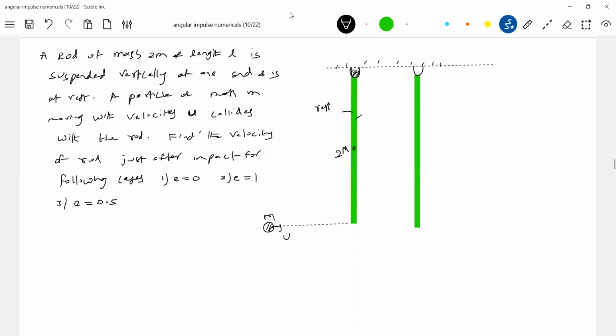In the first case we'll discuss, e equal to 0, the particle will get stuck to the rod. What will happen here? This will exert an impulse. This impulse acting on the rod, what will it do? It will try to make the rod move.